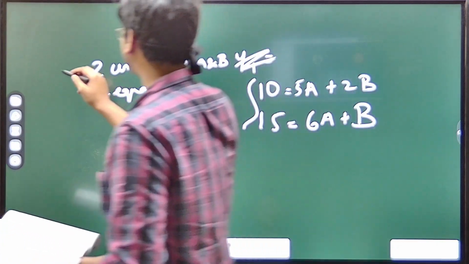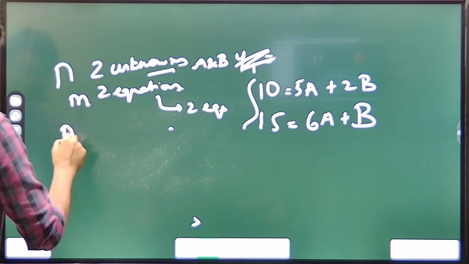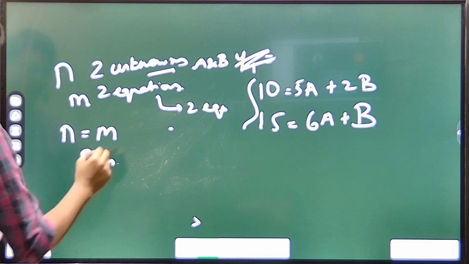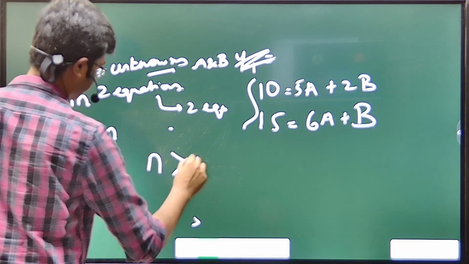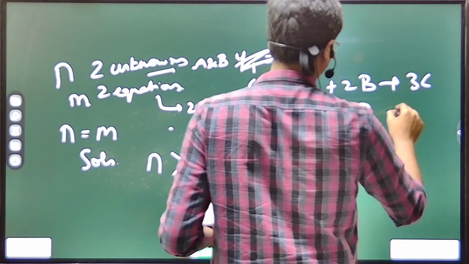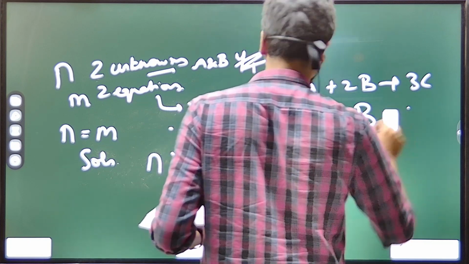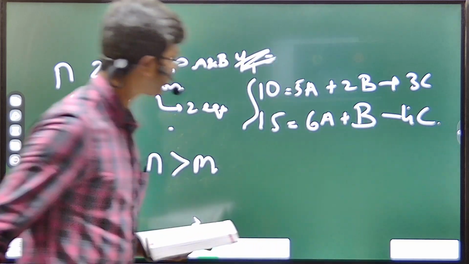Suppose the number of unknowns is n and the number of equations is m. So if n equals m, you will get a solution. Now suppose n is greater than m, plus 3c minus 4c. Now can you solve?